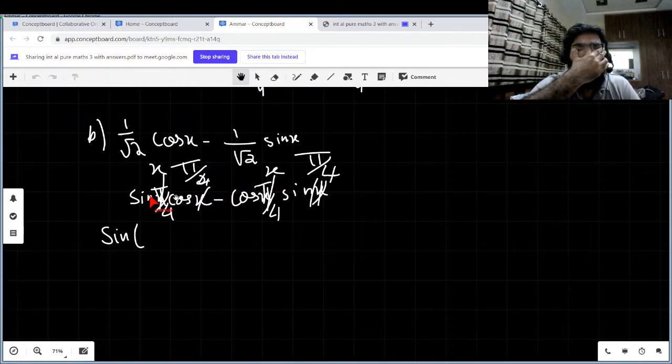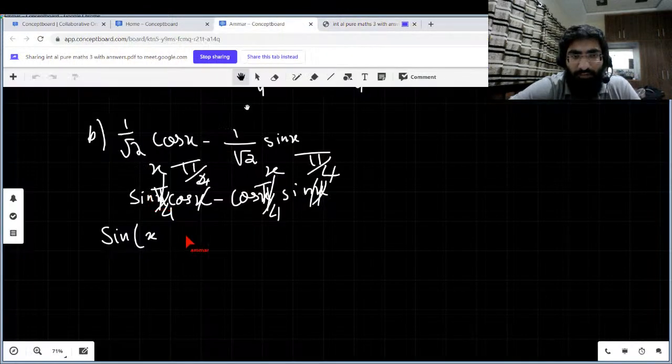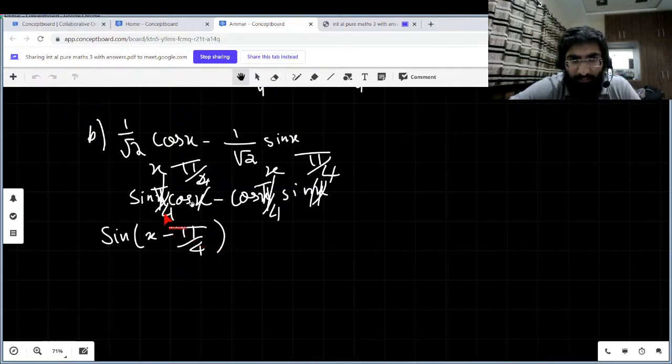It will have to be sine minus x plus theta, or sine pi by 4 minus x you can get, but sine x minus pi by 4 you cannot get out of this one. What? You can. This is x minus pi by 4. This is not, because it is cos x sine pi by 4. Yeah, or it's sine a cos b minus cos a sine b. Sine x, now do sine x, cos pi by 4. It will be x minus pi by 4.